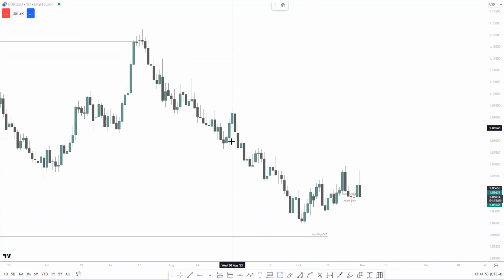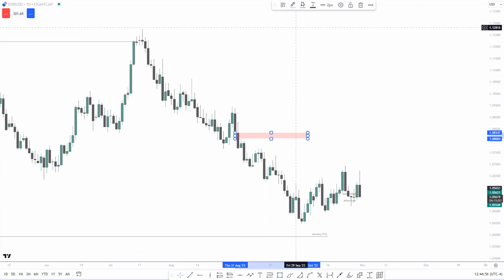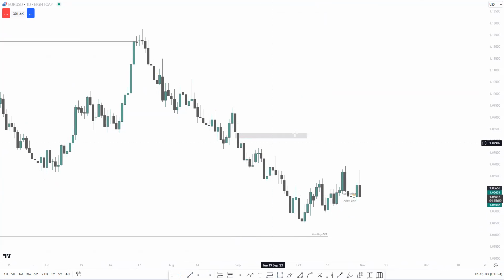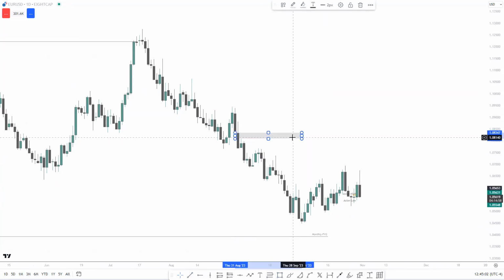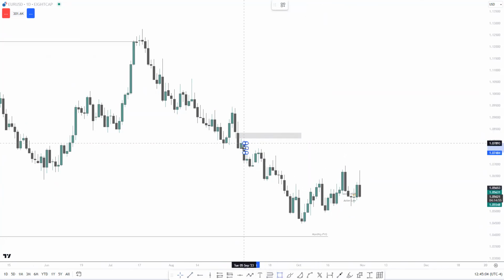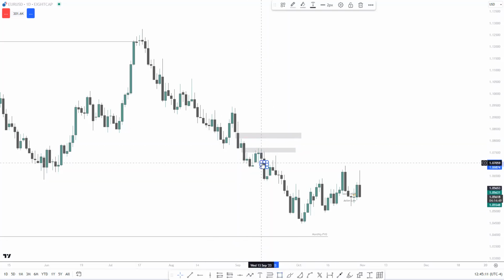And these fair value gaps that you see from here to here, I'll change this color. So this is a fair value gap. This is actually internal range liquidity. This is also a fair value gap. This is also internal range liquidity. This is a fair value gap.